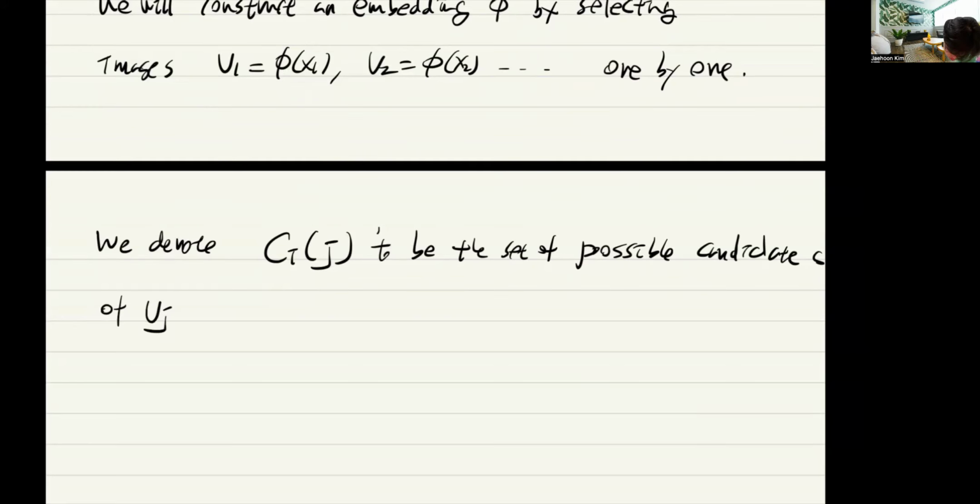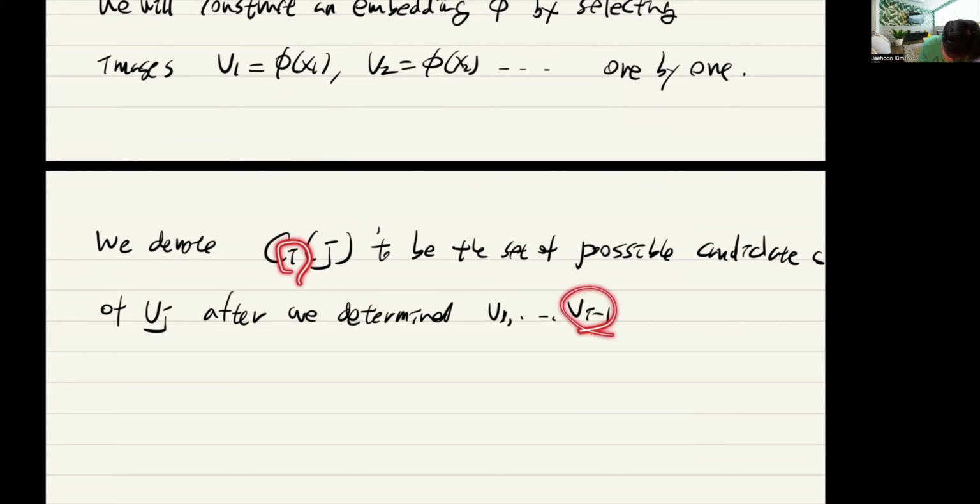Of this Pj. After we determined B1 to Bi minus 1, so at the time of embedding i, Bi, where can Bj go to?